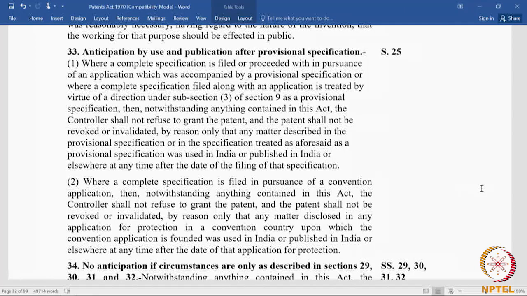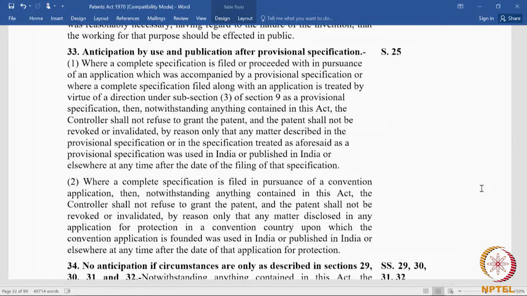Then, notwithstanding anything contained in this Act, the controller shall not refuse to grant a patent, and the patent shall not be revoked or invalidated by reason only that the matter described in the provisional or in the specification treated as aforesaid as a provisional specification, that is the 9(3) downgrading, was used in India or published in India or elsewhere at any time after the date of filing of that specification.